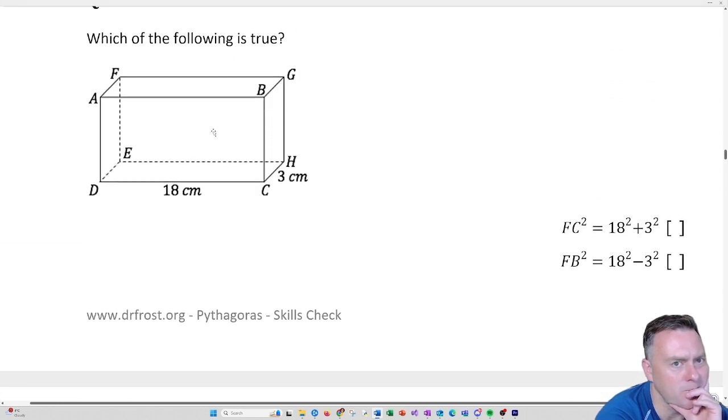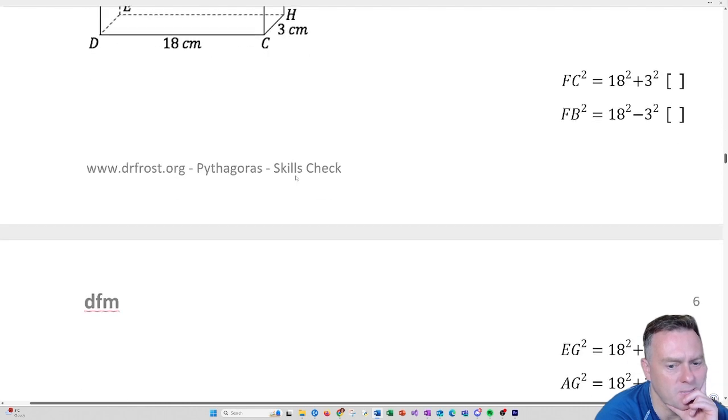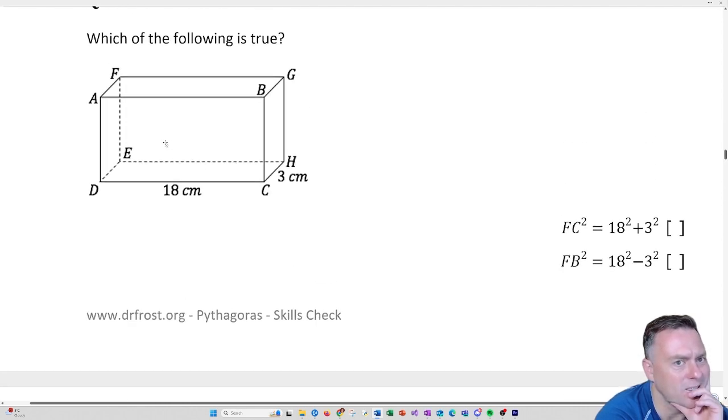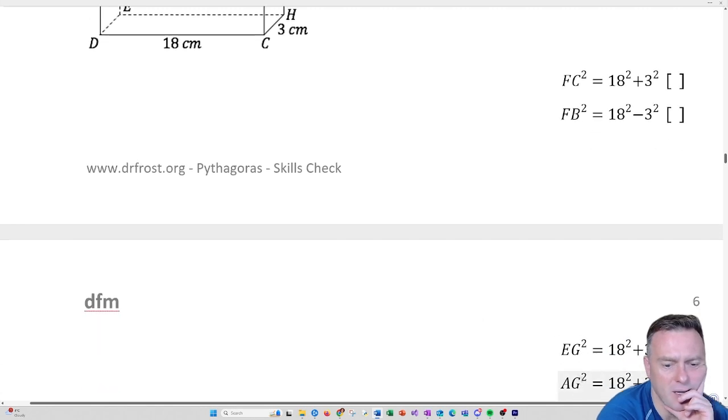E to G. G, so it's not along the back face there. We don't know the height, so we've got 18. Nope. And then A to G. Yep, A to G is the distance, so it would be AG.